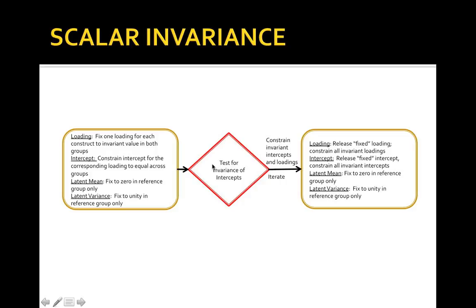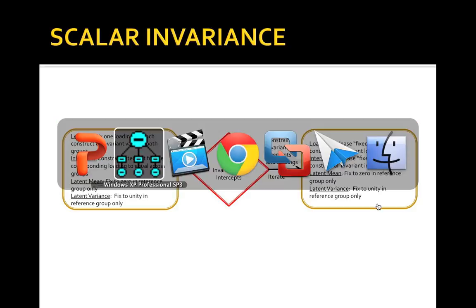After we've done that, we'll constrain all the intercepts and loadings that were found to be invariant, and we'll release the fixed loading and release the fixed intercept. This is so that we can test these intercepts for scalar invariance too. The latent means and latent variances will still remain 0 and 1 in the reference group only. So let's move over to Amos and see how this looks.